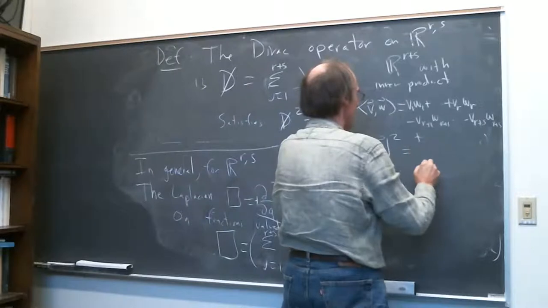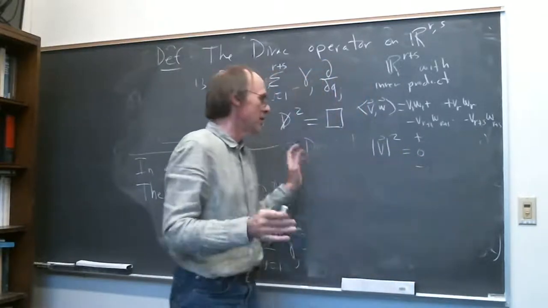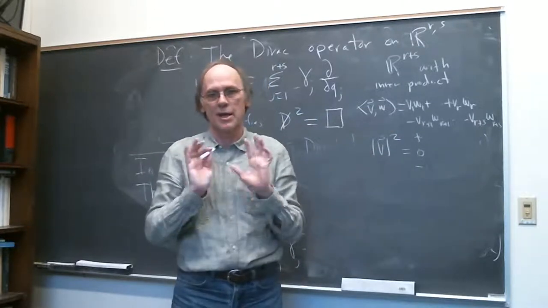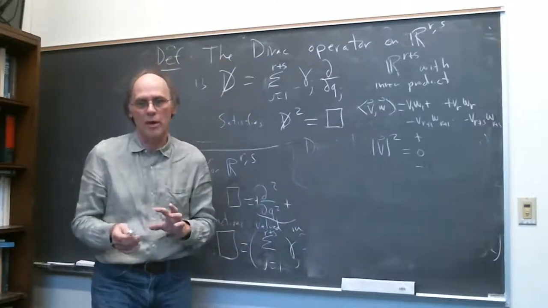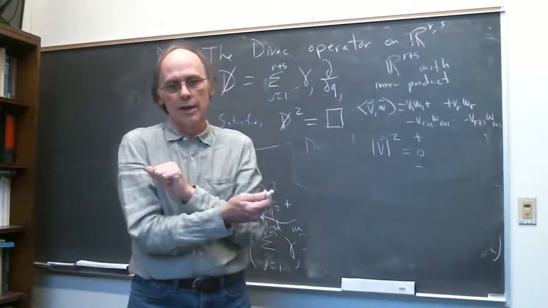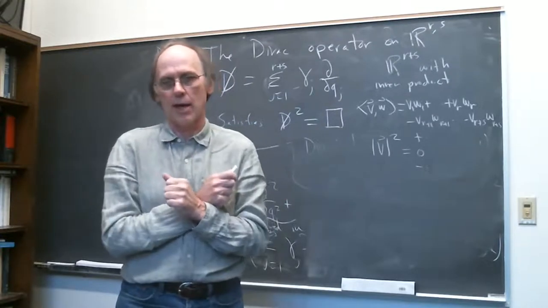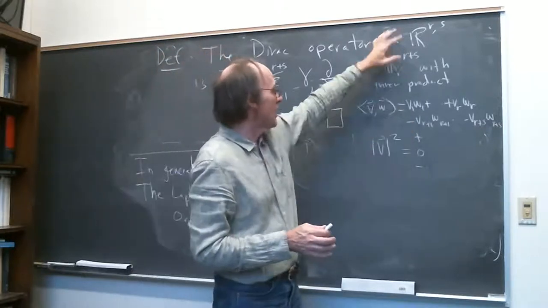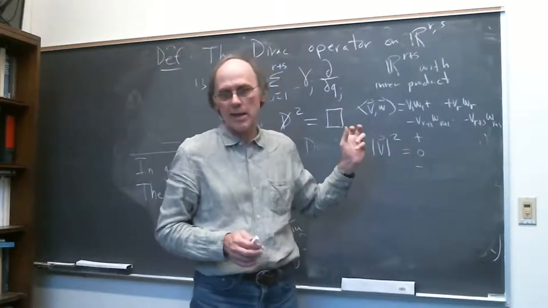But this can be positive, it can be zero, it can be negative. So you've got vectors, you've got negative size vectors and zero size vectors, and that actually causes a lot of trouble. One of the big problems with trying to do relativistic quantum mechanics, and we'll get to this later, is that the invariant inner product has this property that sizes of things can be negative.